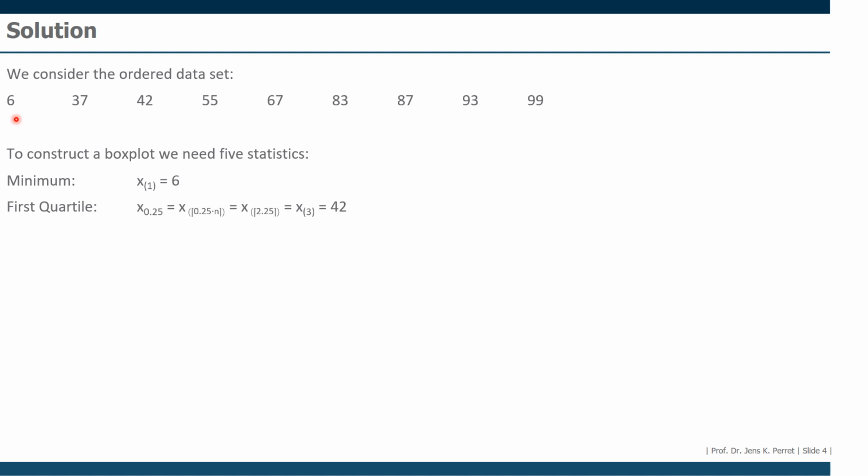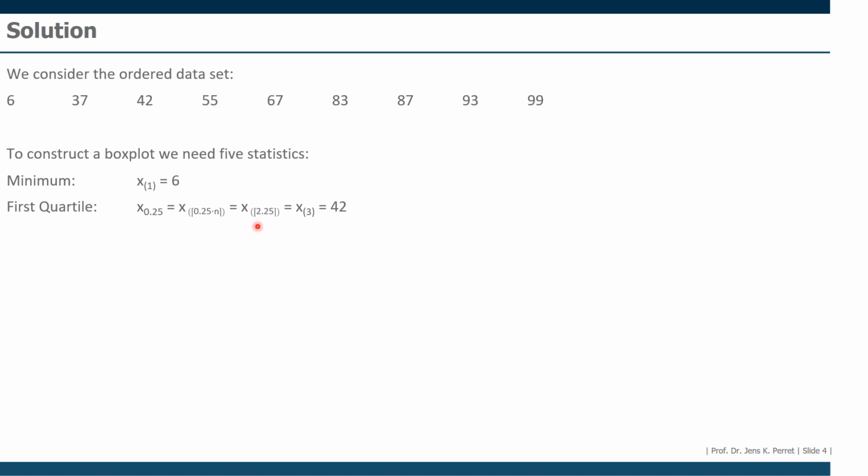Then for the lower part of the box I need the first quartile, or the 25% quantile. This I get if I start by multiplying 0.25, so 25%, with the number of observations. Here I have 9 observations, so I'm going to go with 0.25 times 9, which gives me 2.25. Since this is not an integer, I'm just going to round this up. That's what the half brackets are for. I'm going to round this up to 3.